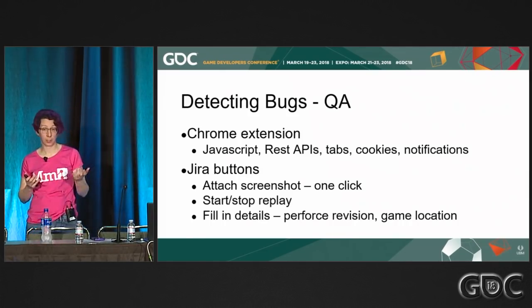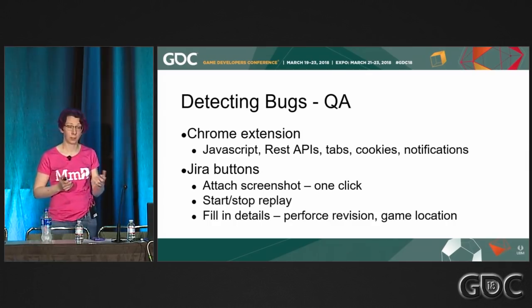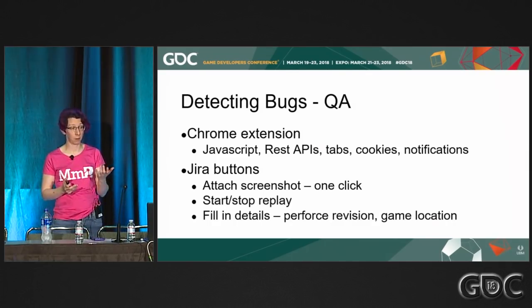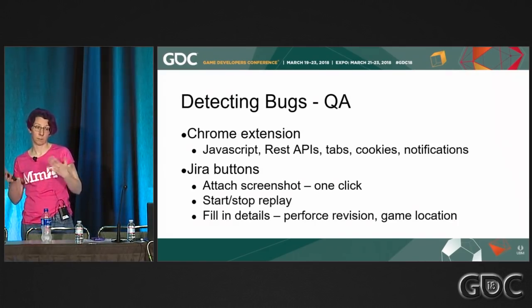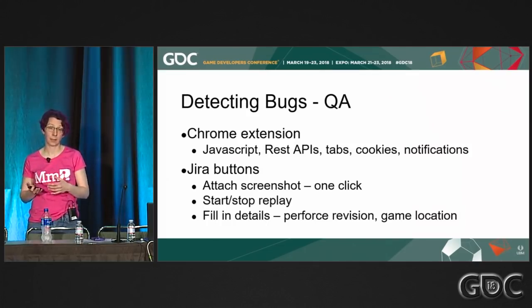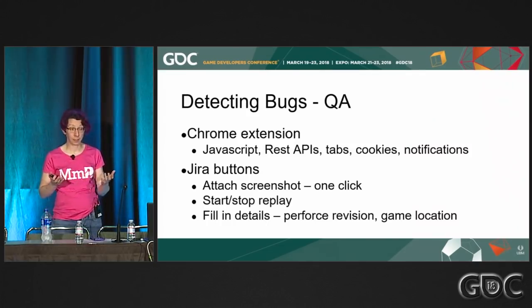We have the same functionality for starting and stopping replays. You can start a replay from the Jira page, you can repro the bug on your dev kit, and then you can stop the replay, and it will attach the replay to the bug that you're creating. And finally, there's a button that will fill in details of, for example, the Perforce revision that you're currently running, and the game location where you are. So which dream you're in, whereabouts are you within that dream.